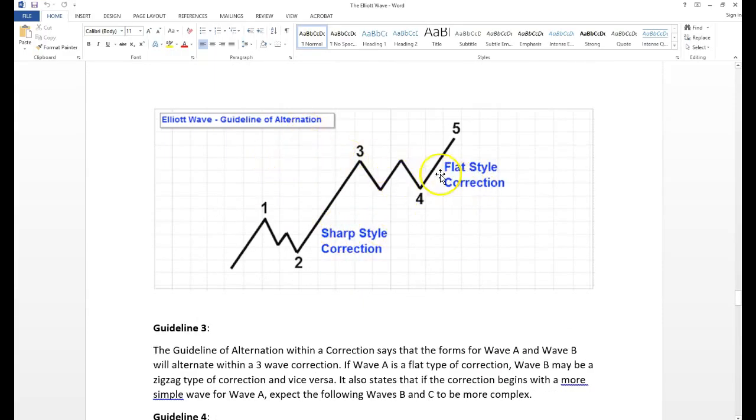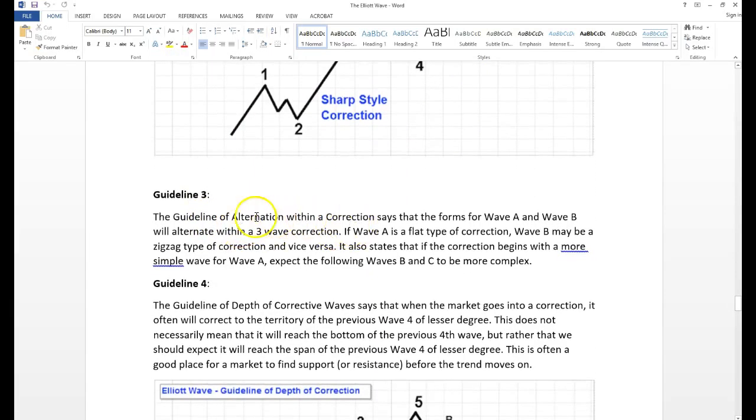Here's a different picture for the guideline of alternation. As I said, this one trended down, whereas this one was more flat. The guideline of alternation within a correction says that the forms of wave A and wave B will alternate within a three-wave correction. If wave A is a flat type of correction, wave B may be more of a zigzag type of correction, and vice versa.